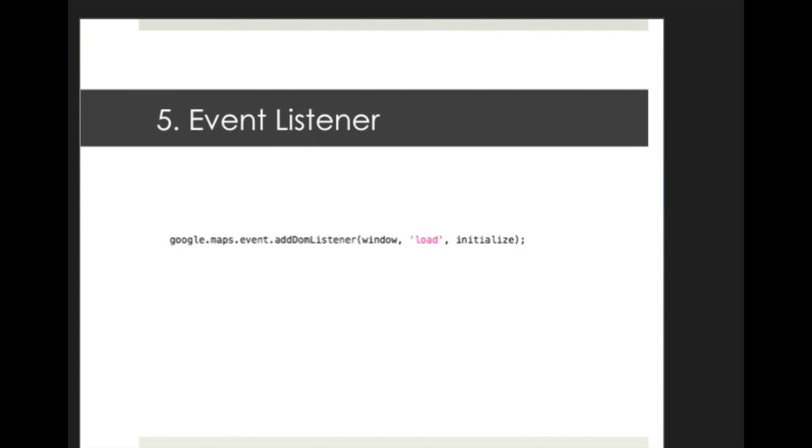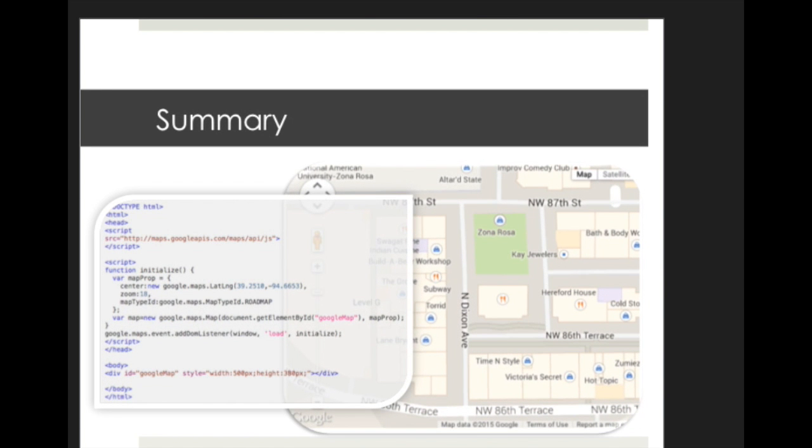Okay, then the event listener. This is the last step. This is what loads the map, and adding a DOM listener will execute the initialize function presented in step 2 on the window load, when the page is loaded, in other words. Okay, in summary of that map, here's the code again. That's all it takes to create this.